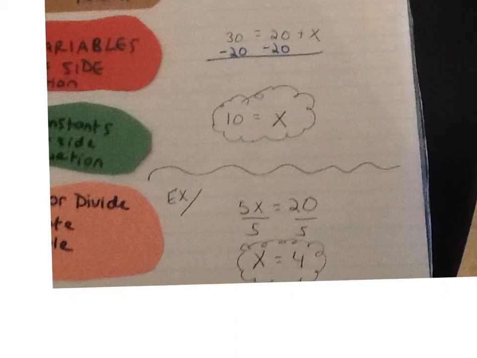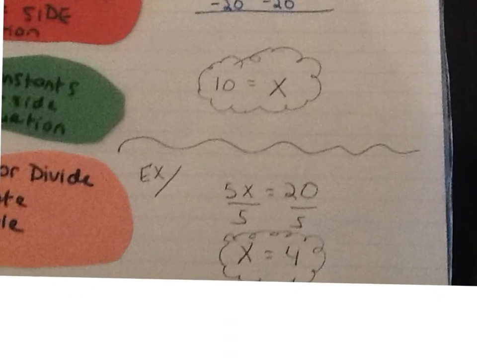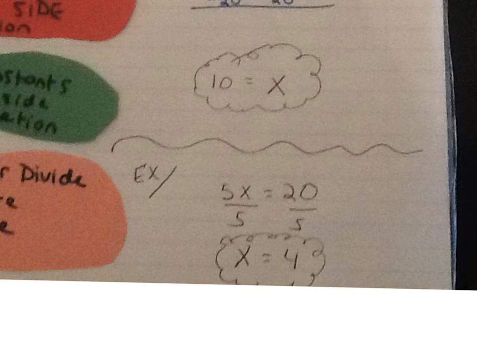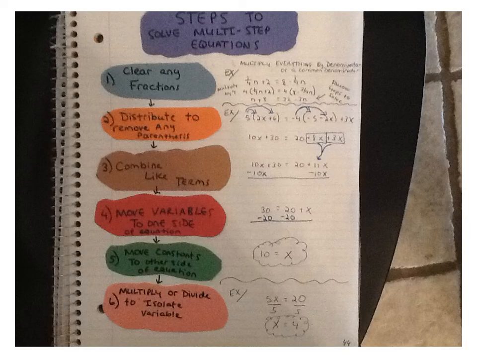Alright, the last portion is for the last step where you multiply or divide to isolate the variable. Just put an example like this one there. So here's an example. If you have 5x equals 20, you divide both sides by 5, that cancels, and you get x is equal to 4. You should have a page that looks similar to this that has an example, and it has all of our steps that we're going to use to solve multi-step equations with variables on both sides.